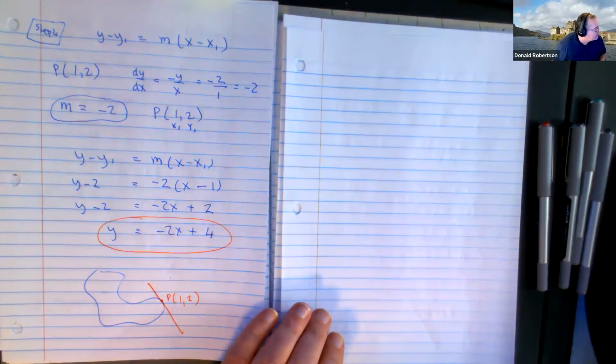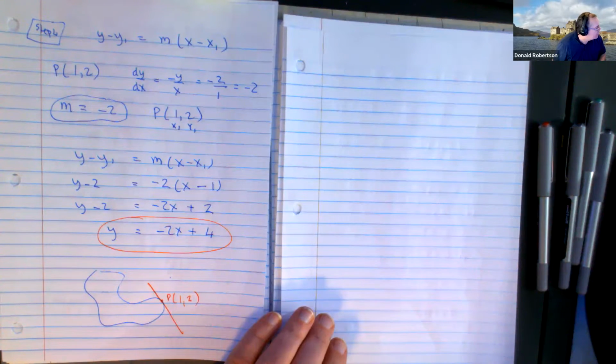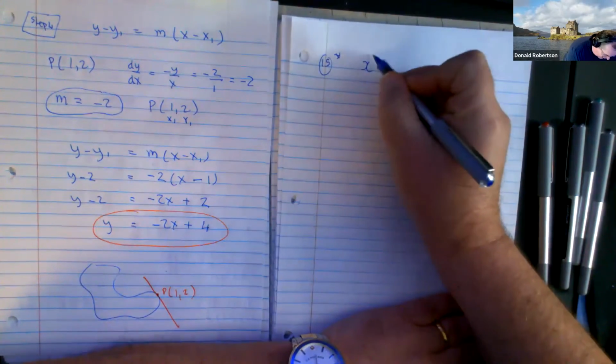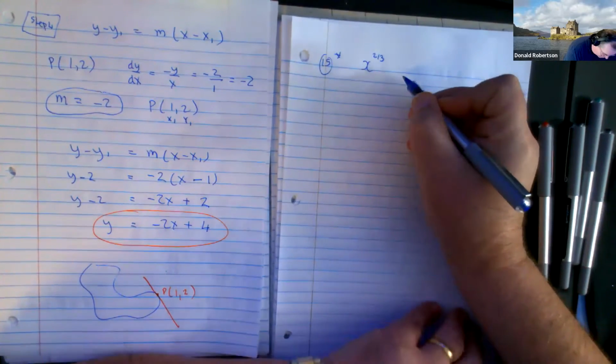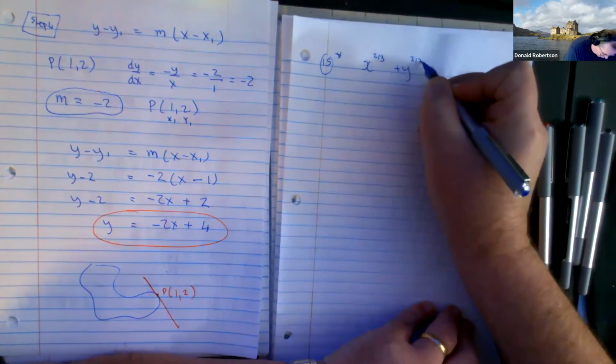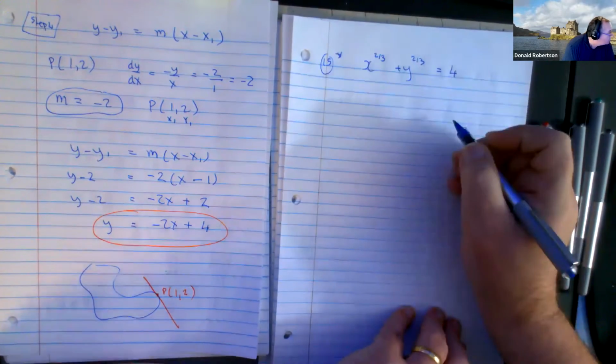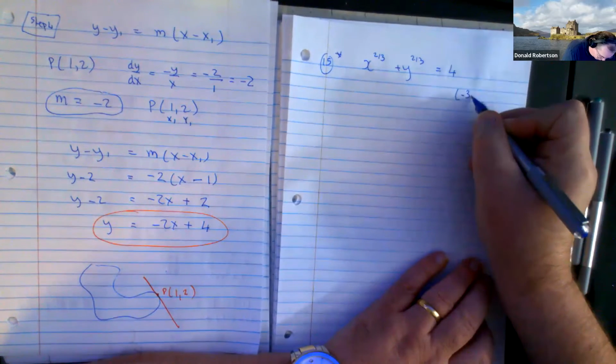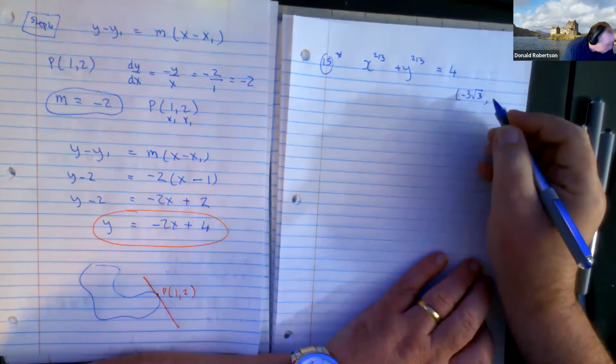Give me a few seconds. These questions are right at the end of the homework. So I believe is it 13 onwards? Yeah. Okay. They're pretty ugly. I'm going to do 15 and then I'll do a trig one after that. So this is x to the 2/3 power plus y to the 2/3 power equals 4. And we're interested in finding the equation of the tangent line at -3√3, 1.